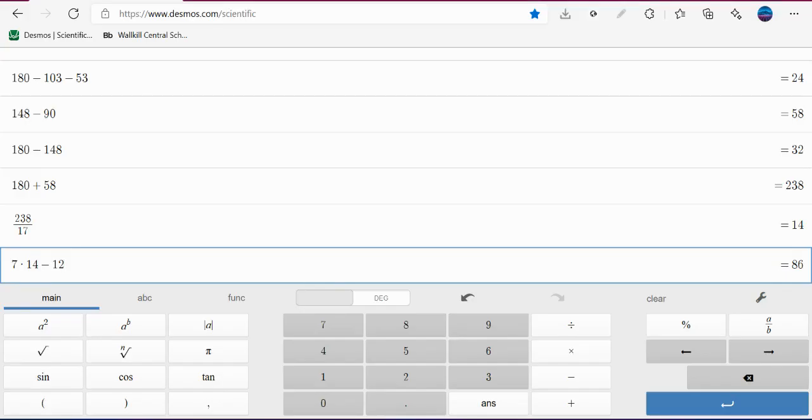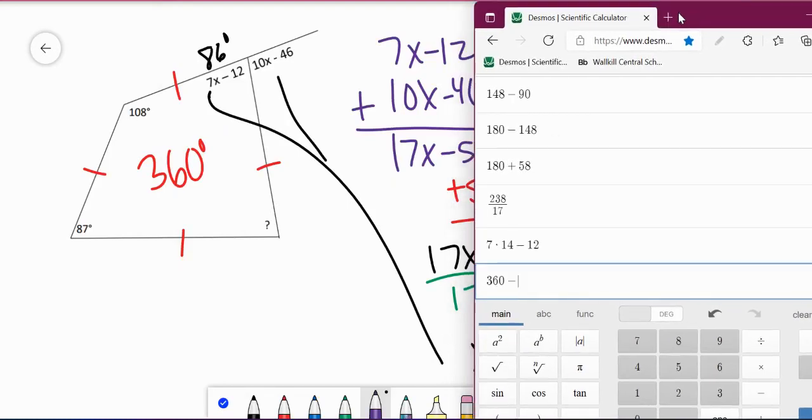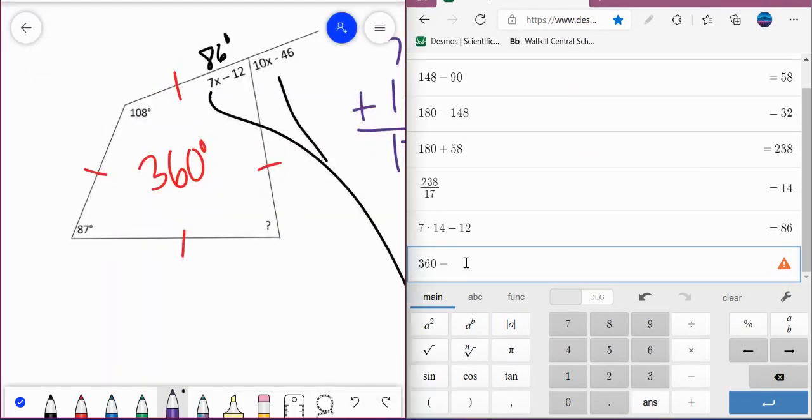We have 360 minus, I forgot the numbers. Let me try to do this on the side here. There we go. Minus 87, minus 108, minus 86, which is 79 degrees. So right here is 79 degrees.